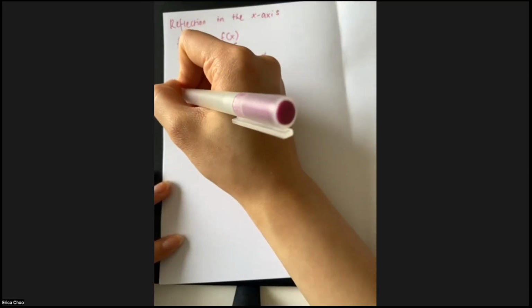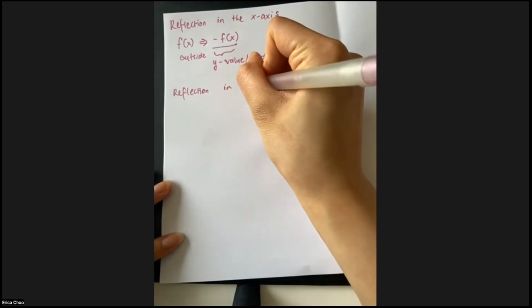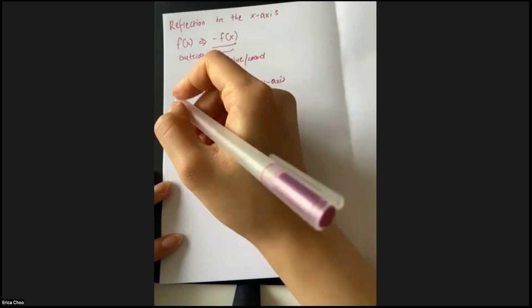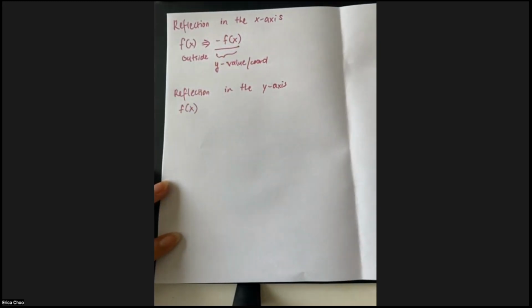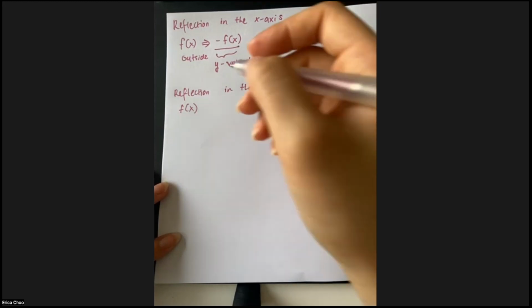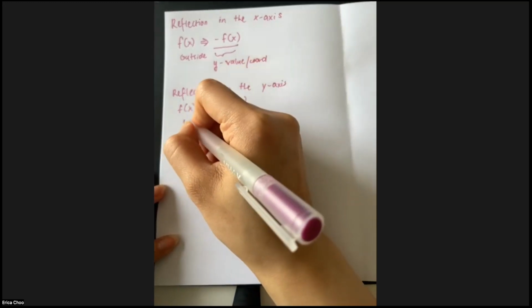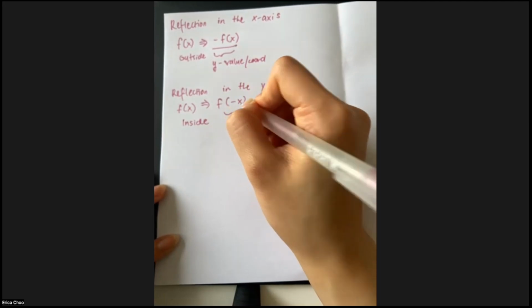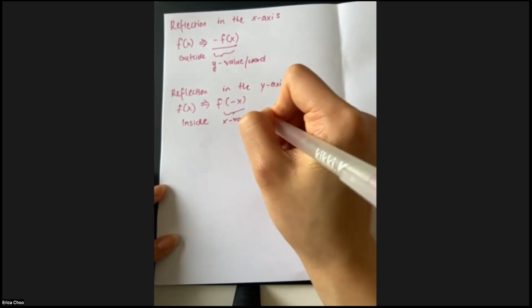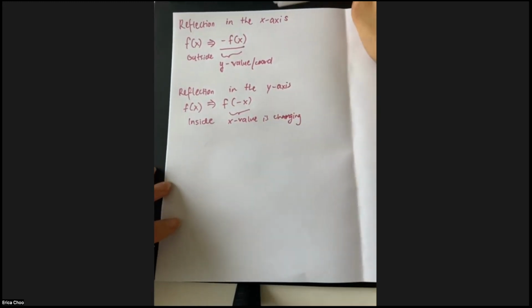Now, if I have a reflection in the y-axis, what we're doing is we're reflecting across the y-axis, so you're changing the x values, therefore that occurs inside the function. So inside, and then we have our x value is changing. So once again, I'll share screen to show this in action.